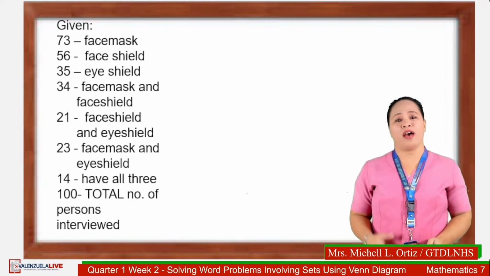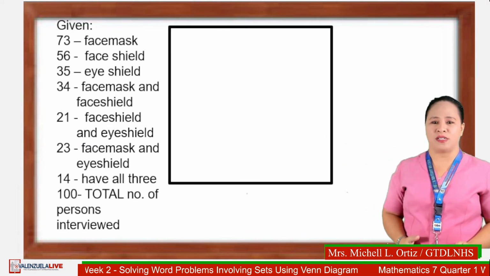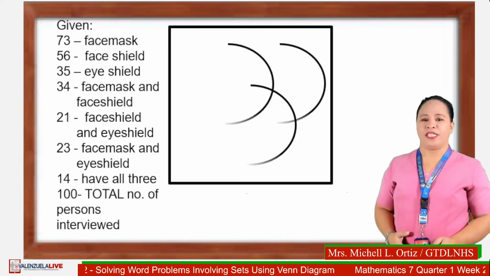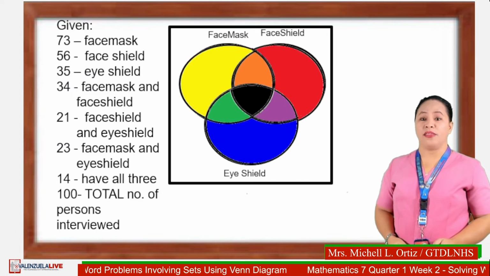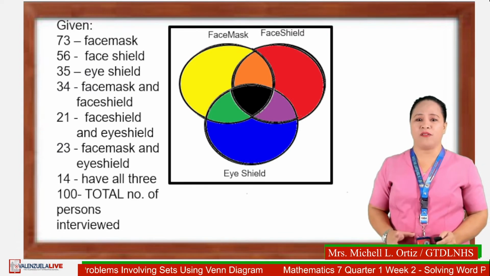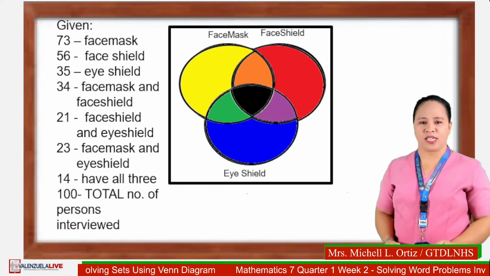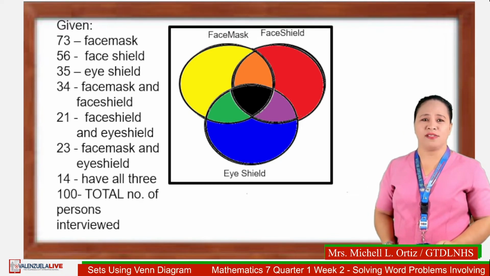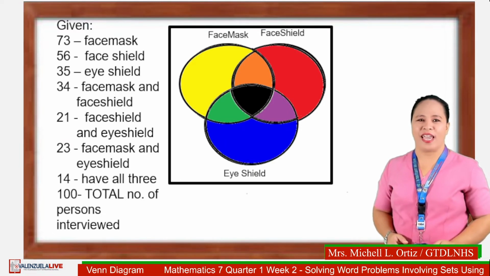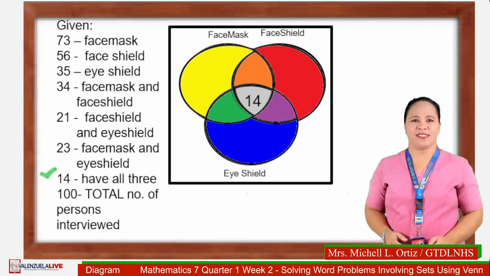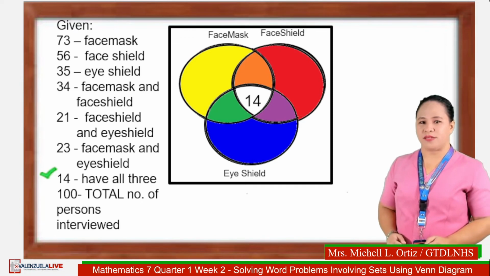So we have the following information, and then we're going to draw 3 intersecting circles for the face mask, face shield, and eye shield. Then we're going to fill in the cardinality of every region, starting with the intersection. And the intersection has a cardinality of, what do you think is the answer? Okay, the cardinality is 14. So we're going to fill in 14 at the black region.